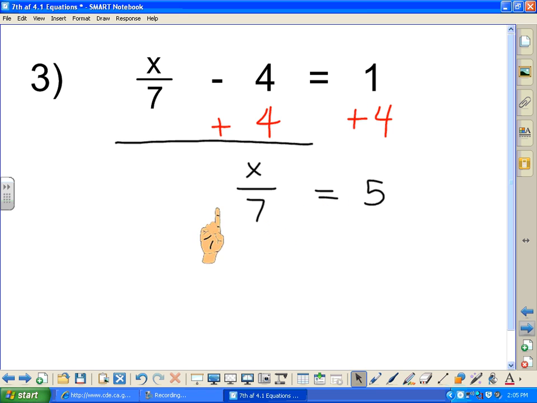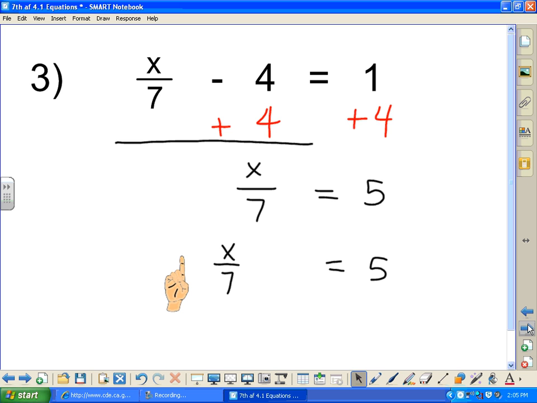Okay? Now, what operation is this here? What operation is that? It's dividing. What's the inverse of dividing? It's multiplying. So I need to actually multiply by 7 here. And so let me just kind of rewrite that problem here.